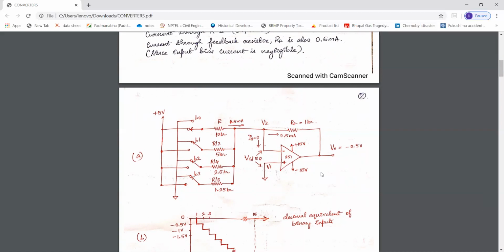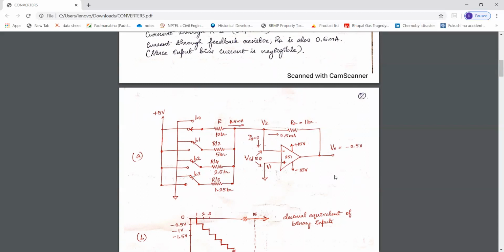Now consider both switches closed, B0 as well as B1. The resulting output voltage will be minus 1.5 volts, because see here, 0.5 milliampere as well as 1 milliampere, together 1.5 milliampere, will flow through the feedback resistor RF, that is equal to 1 kilo ohm, and I get the output voltage as minus 1.5.